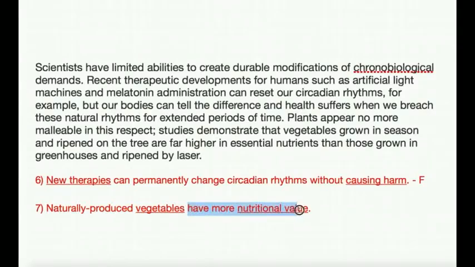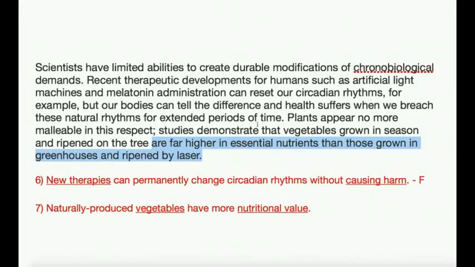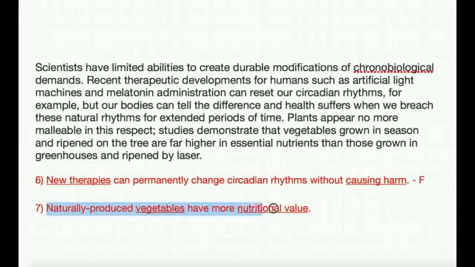Here it's saying they have more nutritional value. So it's saying vegetables grown and ripened on the tree, so naturally produced vegetables, are far higher in essential nutrients than those grown in greenhouses and ripened by laser. So that means the artificially grown ones, because it's in greenhouses or using lasers. So this does agree with this statement, because naturally produced vegetables have higher nutritional value than those that are grown artificially. So the answer to this one is true.